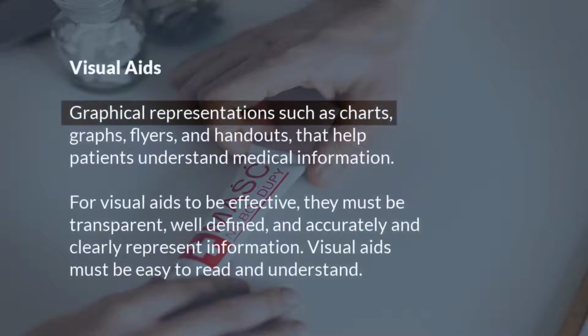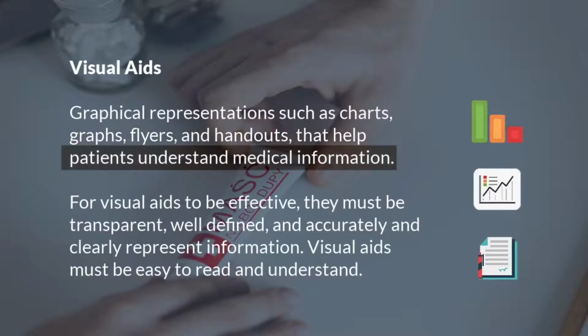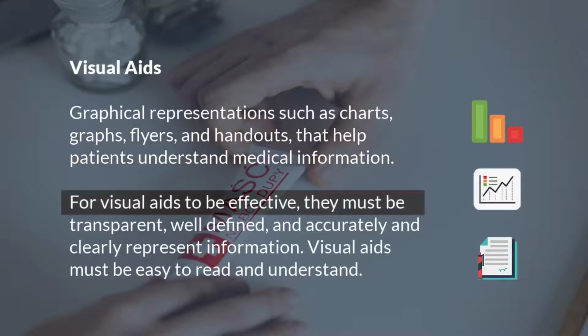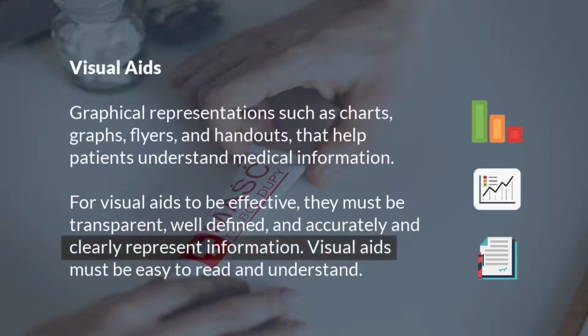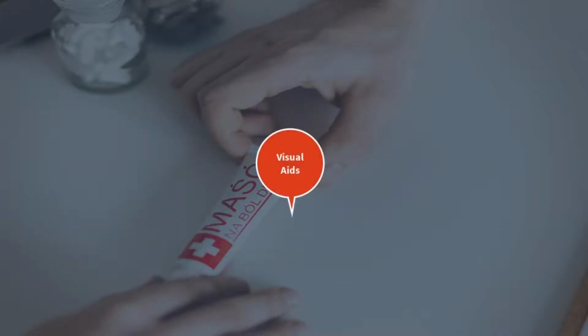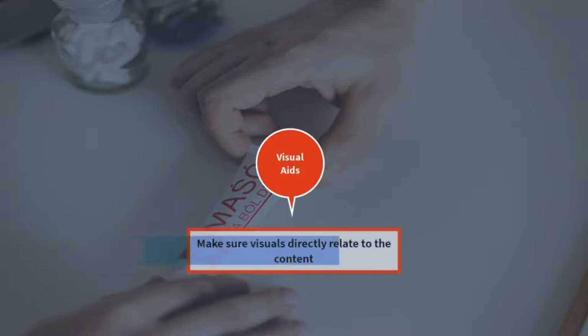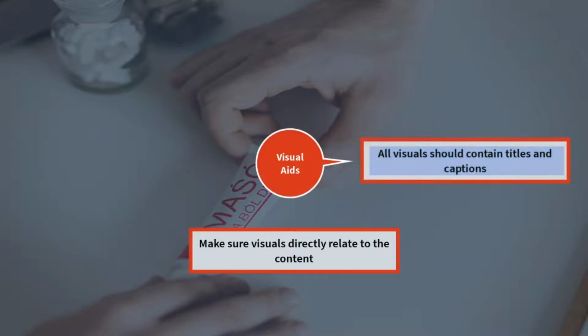Visual aids are graphical representations such as charts, graphs, flyers, and handouts that help patients understand medical information. For visual aids to be effective, they must be transparent, well-defined, and accurately and clearly represent information. Visual aids must be easy to read and understand. When using visuals to communicate information, make sure they directly relate to the content. All visuals should contain titles and captions.